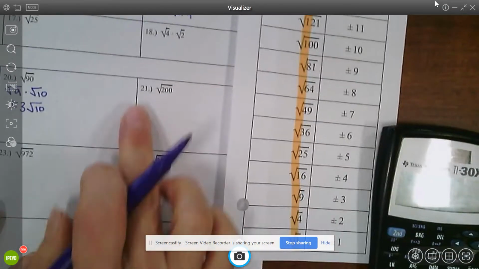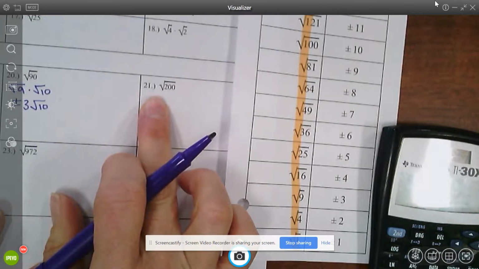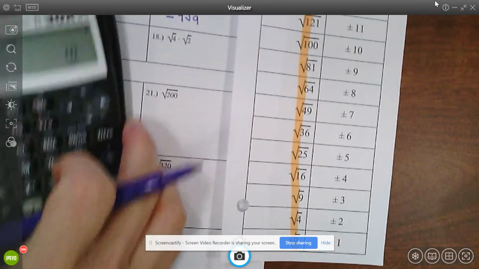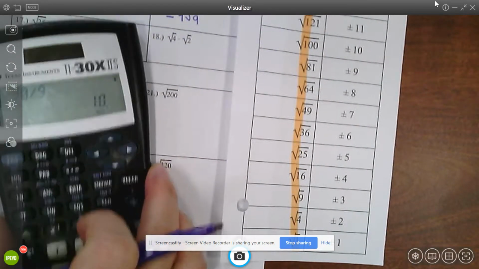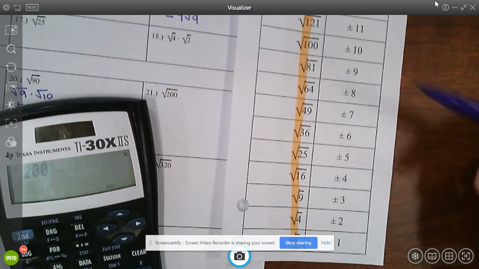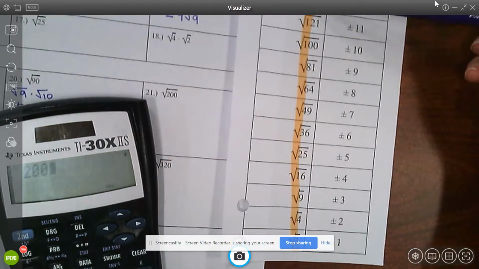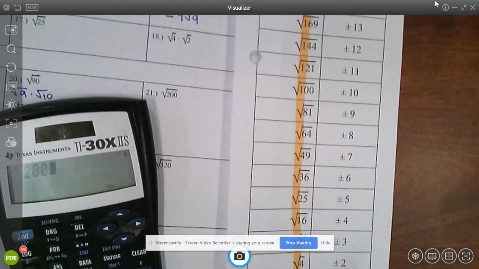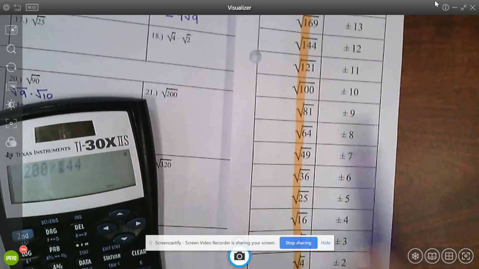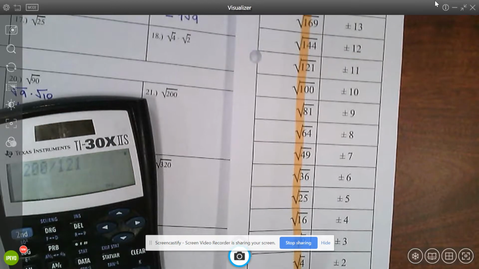Now we're going to simplify the square root of 200. So I'm going to try to figure out what the largest perfect square is that goes into 200. I'll start over here with 144. So 200 divided by 144. That doesn't work. So now I'm going to try 121. That doesn't work. I'm still getting a decimal.